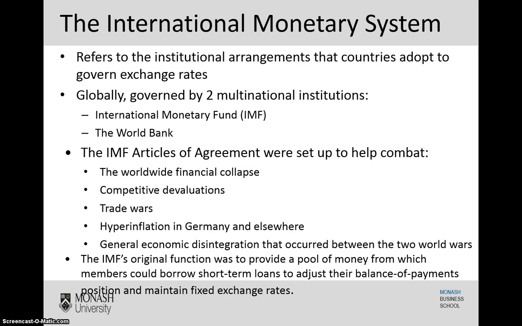was to help combat, first of all, the worldwide financial collapse. There'd been the Great Depression in the 1930s, which had hit a lot of countries, in fact all countries around the world really hard, and so by the 40s a lot of governments wanted to avoid that from happening again.